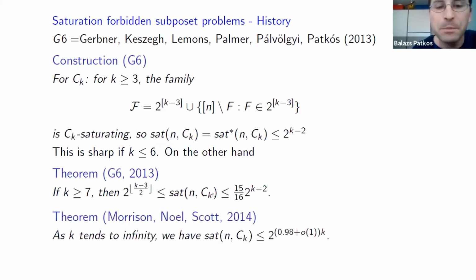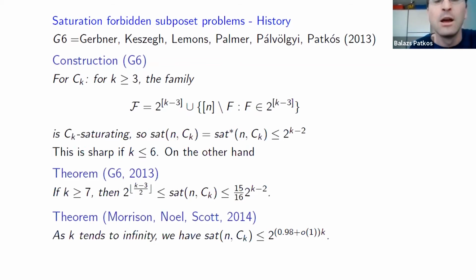And then came clever people, Morrison, Noel, and Scott, and they improved our upper bound. So k tends to infinity, and of course, n tends to infinity as well. Then we have that in this upper bound, the coefficient in the exponent of k is strictly smaller than 1. So it is somewhere between 1/2 and 0.98. It is an open problem, probably one of the most interesting ones in the field.